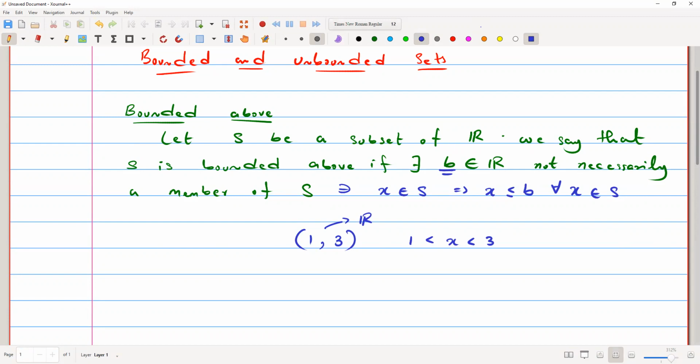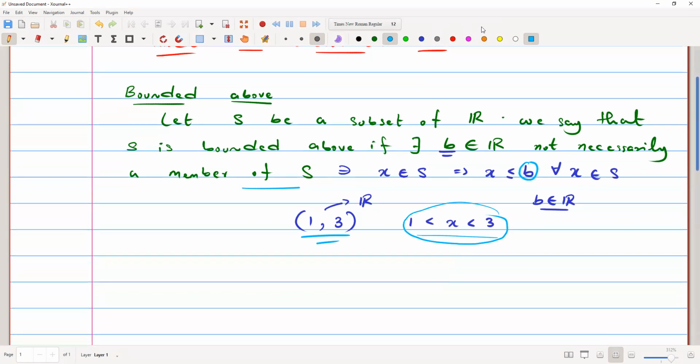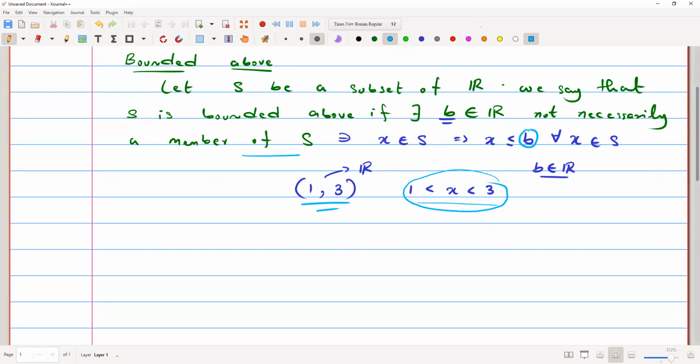So it says that if there exists a number B such that B belongs to R, and it's not necessary that this number B should be an element of this set, such that x belongs to S implies x is less than or equal to B for all x belongs to S. It means that for each member of this set, all numbers between 1 and 3, there exists a number B which is greater than all these numbers that are contained in the set. So that's called the upper bound of the set.